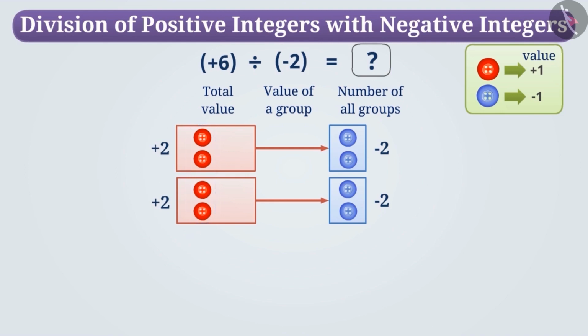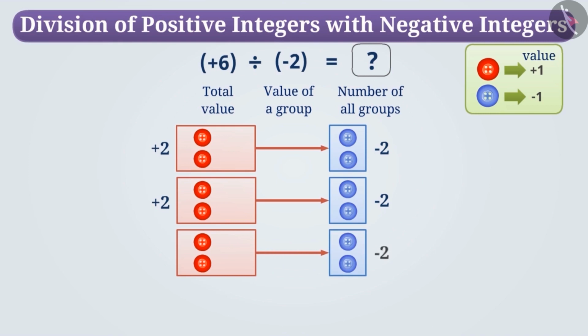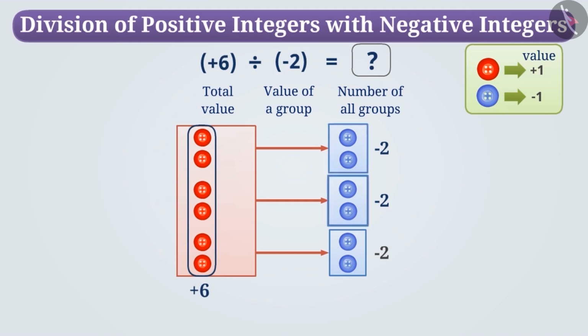Similarly, now for the third time we will take two zero pairs and subtract the value of two blue buttons, that is minus 2. This will again give us two red buttons whose value is plus 2. Now we have a total of 6 red buttons whose value is plus 6. Since we have formed a group of two blue buttons, that is minus 2, 3 times to get plus 6, plus 6 divided by minus 2 is equal to minus 3. Here, the 3 shows 3 groups and the minus sign shows the action of subtraction.